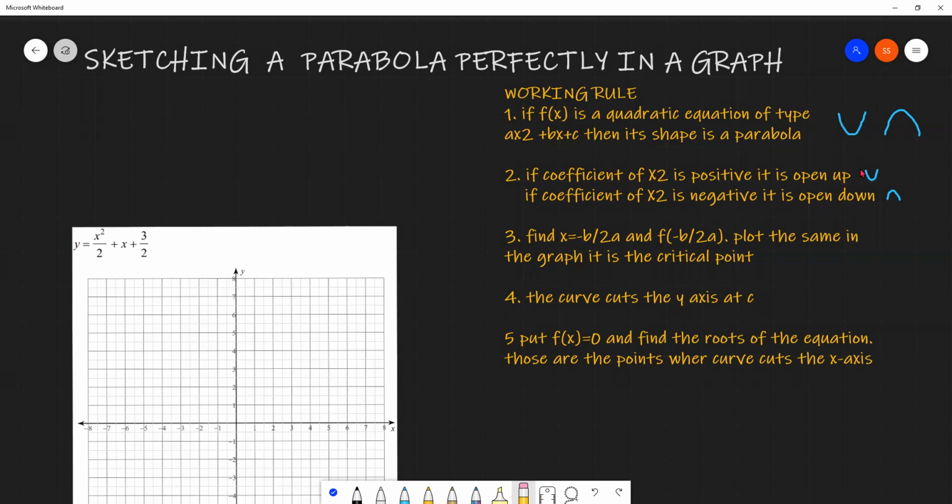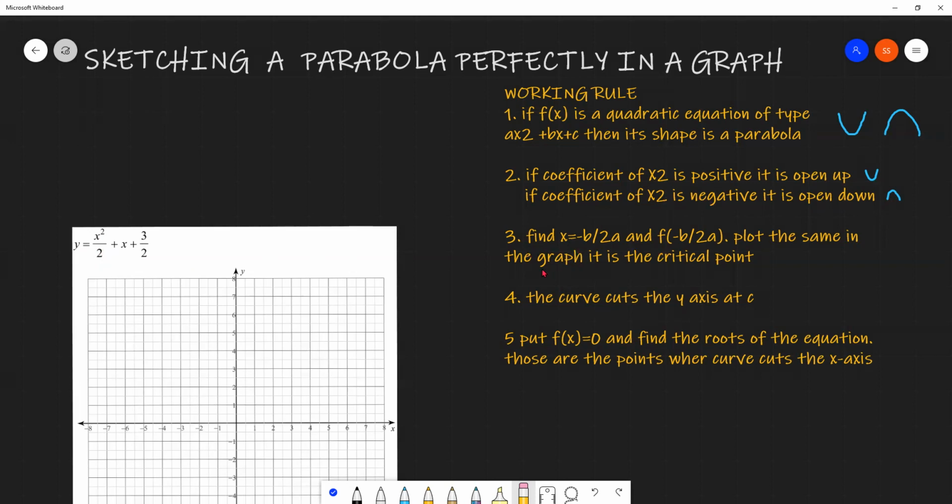If the coefficient of x squared is positive, then it opens up. It looks like this. See here in this example, the coefficient of x squared is 1 by 2. That is a positive number. So the parabola should open upwards. If the coefficient of x squared is negative, then it should open downward.